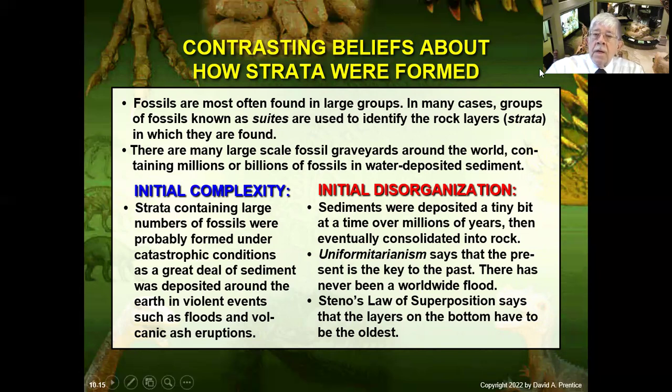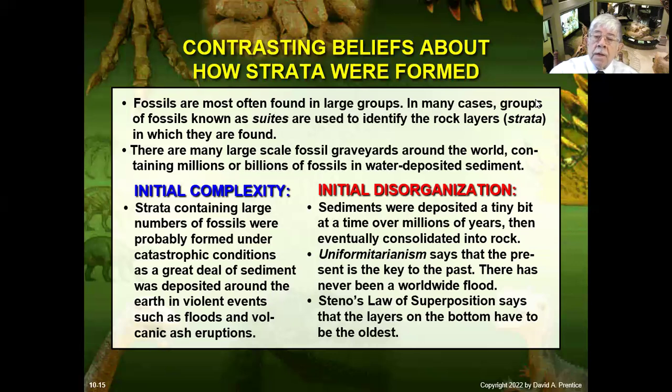Okay, the idea of creation, initial complexity, says that the strata that contain a large number of fossils were probably formed under catastrophic conditions. A great deal of sediment was deposited around the Earth in violent events, such as floods and volcanic ash eruptions. Remember, initial complexity is creation, which involves flooding. The opposite idea, evolution, initial disorganization, says sediments were deposited a tiny bit at a time over millions of years, and then eventually the sediment consolidated into rock.